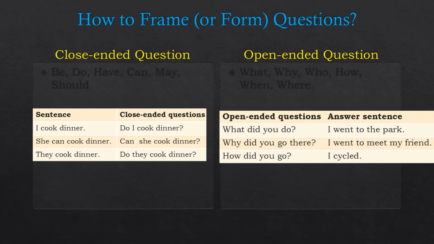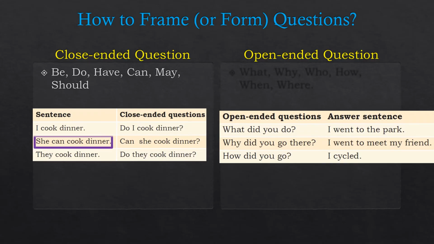Now, how to frame questions? For framing a close ended question, you can use the keywords be, do, have, can, may, should. All these words can be used to form close ended questions. If the sentence is she can cook dinner, then what will be the close ended question for it? It will be can she cook dinner? Either you will say yes or no.